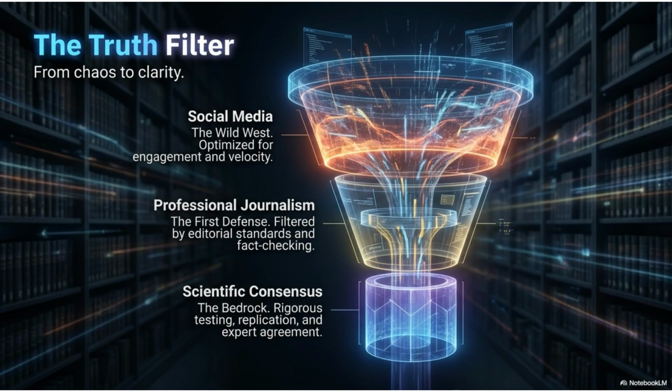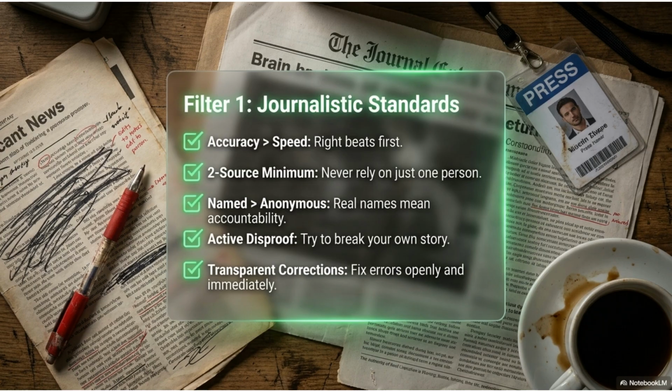The Truth Filter helps us move from chaos to clarity. We'll examine 3 layers of information: social media, professional journalism, and scientific consensus, which is the bedrock of rigorous testing. Our first filter is journalistic standards.